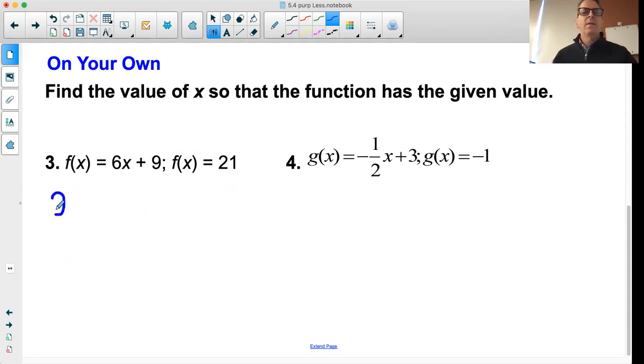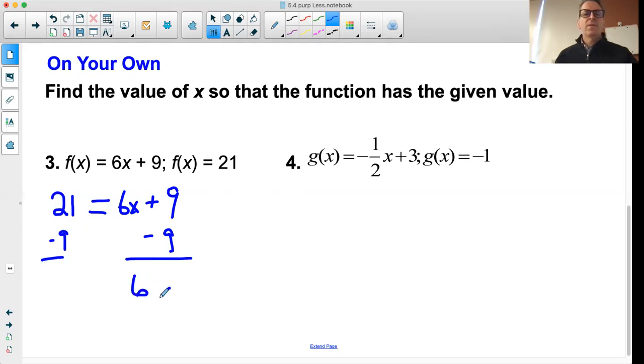21 will be placed right underneath the f at x is equal to 6x plus 9. Okay, so this is a matter of solving for x now. Subtract 9, and you get 6x equals 12. Divide by 6. X equals 2.